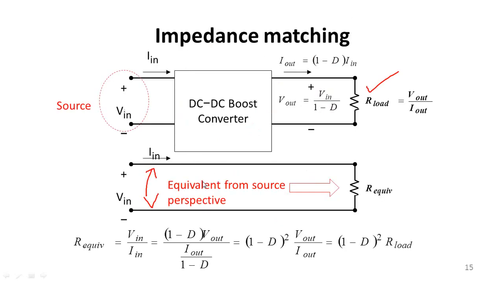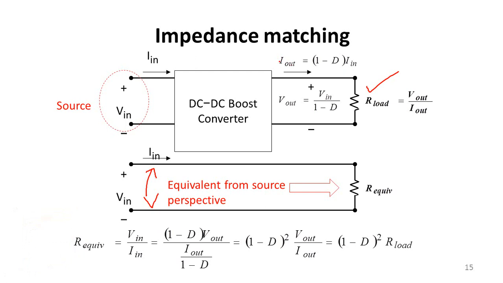So now when you take R equivalent is equal to V in by I in, this is the simple one. So R is V in by I in. Output voltage, this is the voltage that we have got. V out is equal to V in by (1 minus D). This is the equation that we have derived for a boost converter. You can easily have this equation.